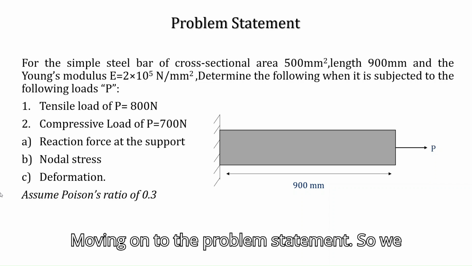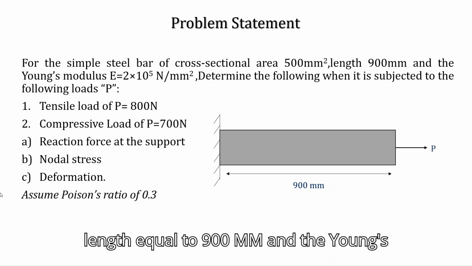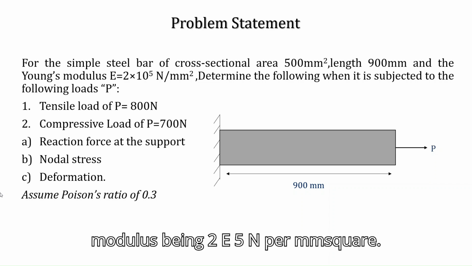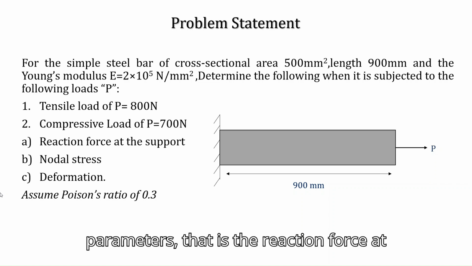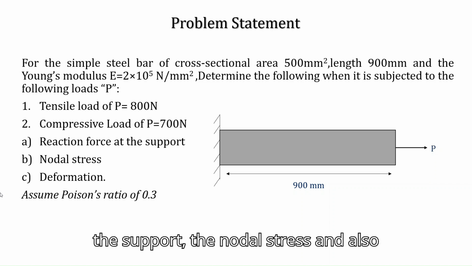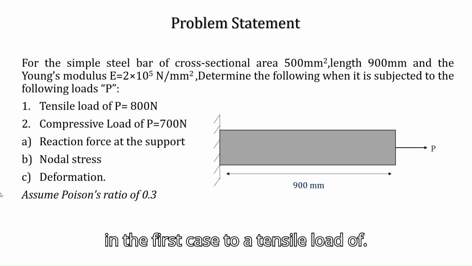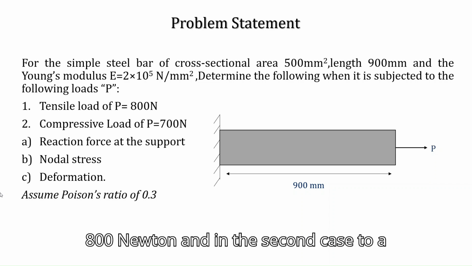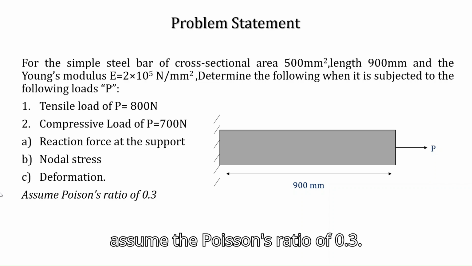Moving on to the problem statement. We have a simple steel bar of cross-sectional area 500 mm square, with length equal to 900 mm and the Young's modulus being 2e5 Newton per mm square. We need to determine the following parameters: the reaction force at the support, the nodal stress, and also the deformation when the bar is subjected in the first case to a tensile load of 800 Newton, and in the second case to a compressive load of 700 Newton. We can assume the Poisson's ratio to be 0.3.